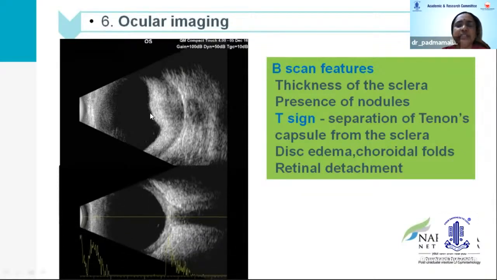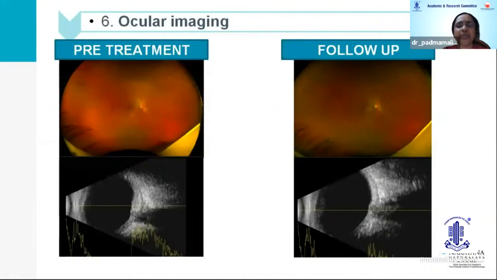This is a diffuse, and this is a nodular kind of posterior scleritis. This is a diffuse posterior scleritis with a subtenon's fluid. Here is a case example of idiopathic posterior scleritis. Patient was treated with systemic steroids. Here you could see the choroidal folds. This is a nodule with the subtenon's fluid.